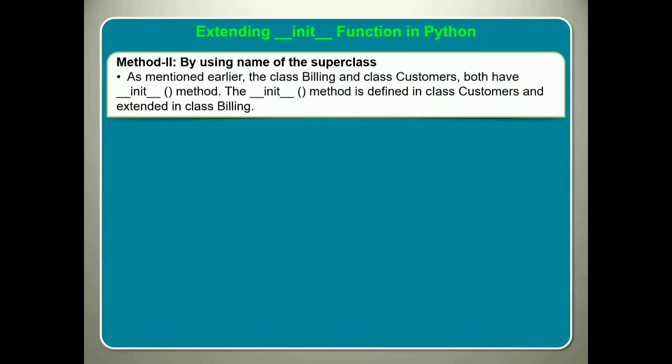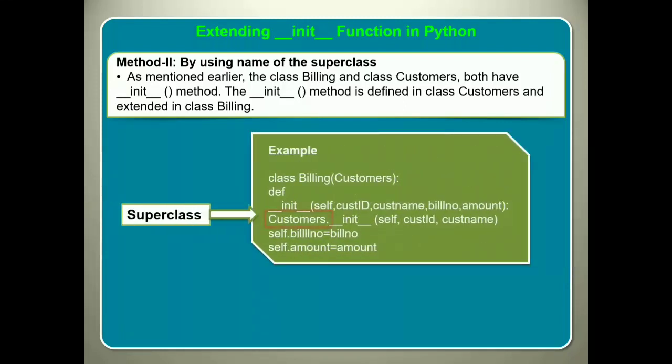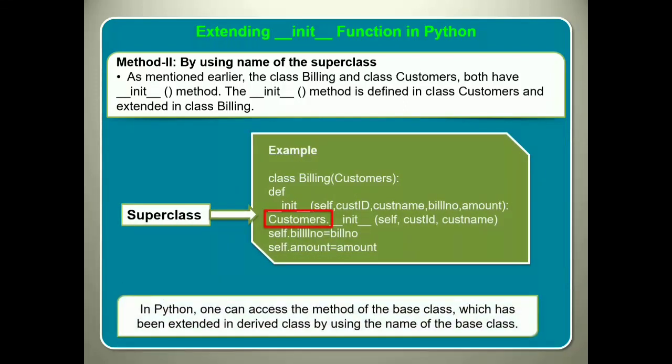As mentioned earlier, the class billing and class customers both have an init method. This method is defined in class customers and extended in class billing. Look at the example displayed on the screen. Thus, it is clear that in Python, you can access the method of the base class, which has been extended in the derived class, by using the name of the base class.